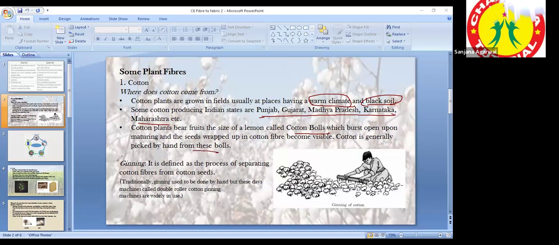Next comes the process of ginning. It is defined as a process of separating cotton fiber from cotton seeds. So read this out once.